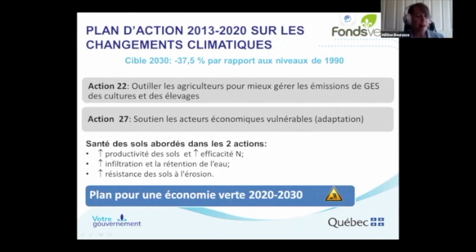Après la politique bioalimentaire, l'autre grand outil gouvernemental est le plan d'action 2013-2020 sur les changements climatiques, dans lequel le Québec s'est engagé à réduire de 37,5 % ses émissions de GES par rapport au niveau de 1990. Deux actions de ce plan sont directement en lien avec le secteur agricole, soit l'action 22 et l'action 27. Elles viennent notamment soutenir les initiatives en lien avec la santé et la conservation des sols. Il est à noter que ce plan d'action termine cette année. Il sera remplacé par le futur plan pour une économie verte 2020-2030, présentement en élaboration par le ministère de l'Environnement et de la Lutte contre les changements climatiques.